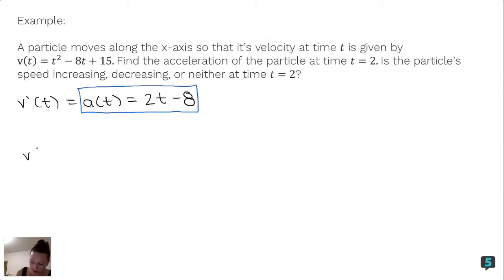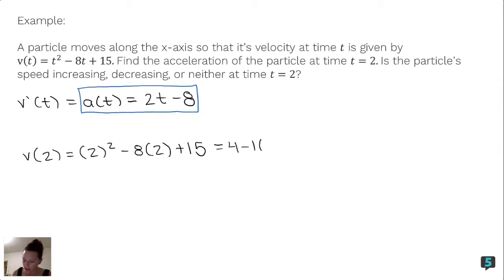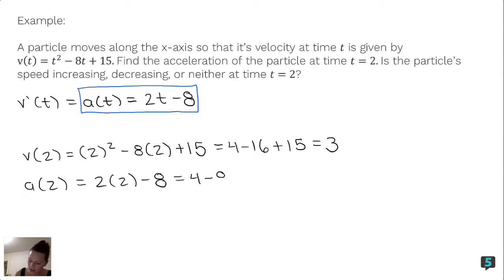So let's figure out v of 2 first. We've got 2 squared minus 8 times 2 plus 15. When I do this, I'm going to get 4 minus 16 plus 15, which is going to give me 3. Now let's do a of 2. That's going to give me 2 times 2 minus 8. 4 minus 8 is going to give me a negative 4. So I find here that my velocity at 2 is greater than 0. It's 3, it's positive. And my acceleration at 2 is less than 0, it's negative.